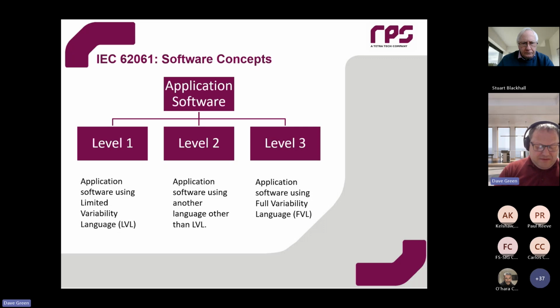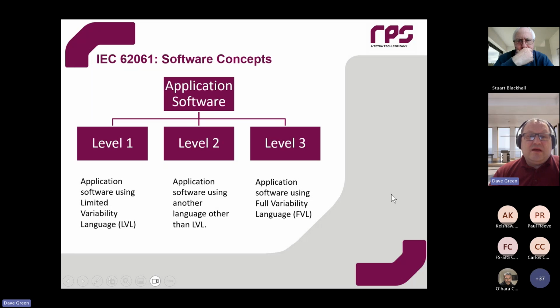I think. Sorry, my notes are gone. Level 2 is using another language other than LVL, and it gives it either SIL3 and the other SIL2, or the other way around. And then the application software using full variability language, and it basically says we go back off to IEC 61508 Part 3 in order to use full variability language. This is things like C++, Visual Basic, etc. This standard isn't giving you enough guidance on the use of those types of software.